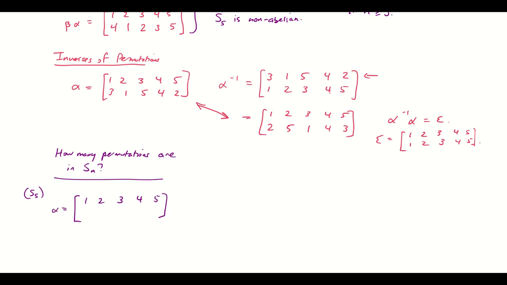So I do know that if I'm defining some permutation alpha, 1 will have some destination, which I'll for now call alpha of 1. And how many choices are there for that? There are 5 choices. 1, 2, 3, 4, 5.